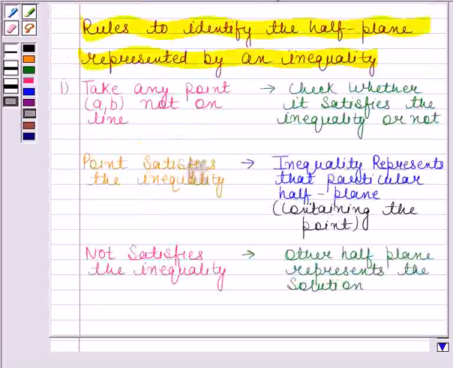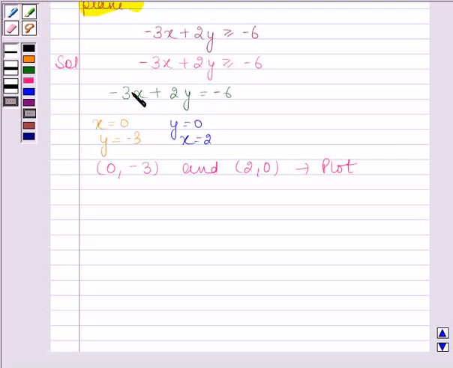According to the first rule, we have to select a point which does not lie on the line, and then we have to check whether it satisfies the inequality or not. If this point satisfies the inequality, then the inequality represents that particular half plane which contains the point. And if it does not satisfy the inequality, then the other half plane represents the solution. As the point (0, 0) does not lie on this line, so we will take the point as (0, 0). Now substitute this point in the given inequality. By substituting, we get 0 greater than or equal to -6, which is true.